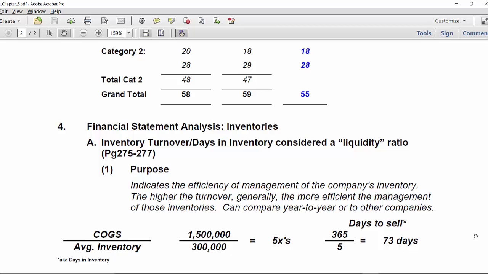So hope this helps, and you can use these financial statement analysis techniques that come from each chapter when you get to the chapter on financial statement analysis, which I believe is chapter 14.